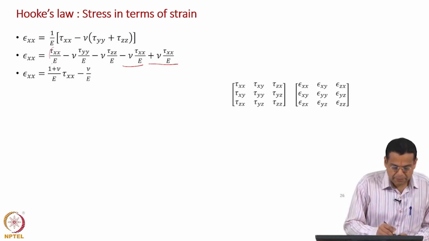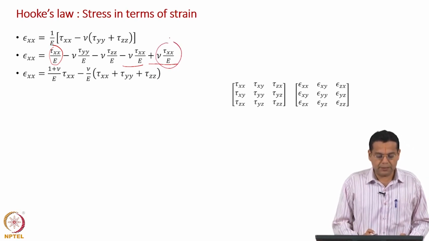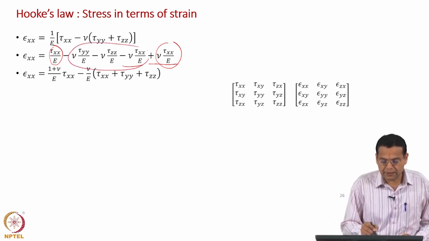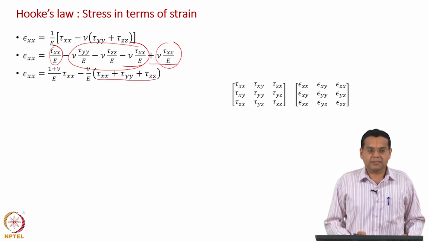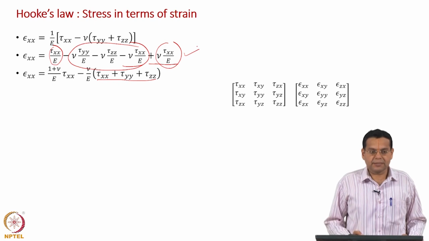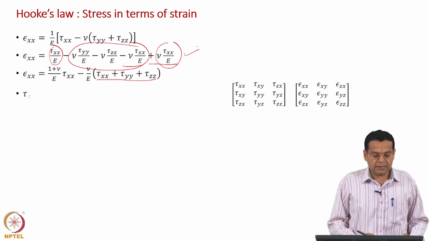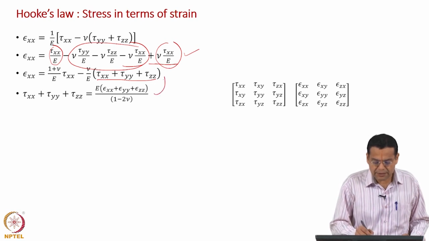I sum up these two terms, tau xx by E and nu tau xx by E. So, I get 1 plus nu by E tau xx, and then for the other terms minus nu by E is common and I get the sum of the normal stresses. That is the reason in this step we subtracted and added nu tau xx by E, okay, so that we get the sum of normal stresses, and we have already seen the relationship between the sum of normal stresses and the sum of normal strain in the previous slide, okay, which is written down here. So, I will use this relationship here. Okay.